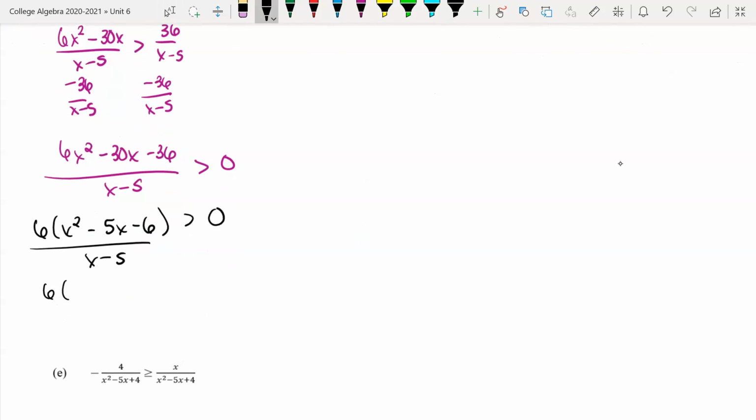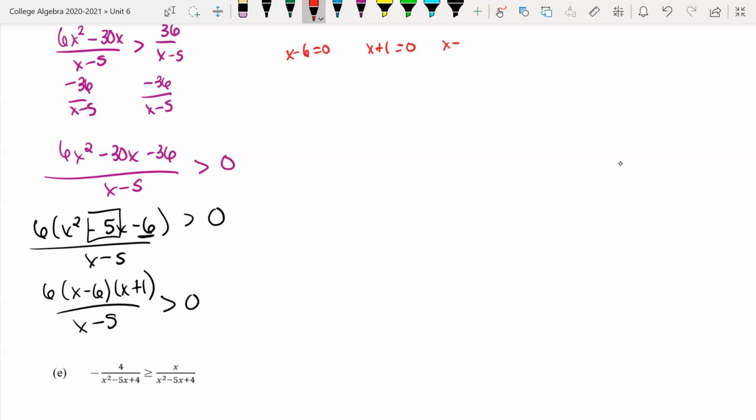And then I'm going to say x minus 6, x plus 1 over x minus 5. Erase that, make plus 1. Because remember, it has to multiply to negative 6 to add up to that negative 5 in the middle. So then I set the top and bottom equal to 0, so I'm going to say x minus 6 equals 0, x plus 1 equals 0, x minus 5 equals 0. I'm going to solve them.